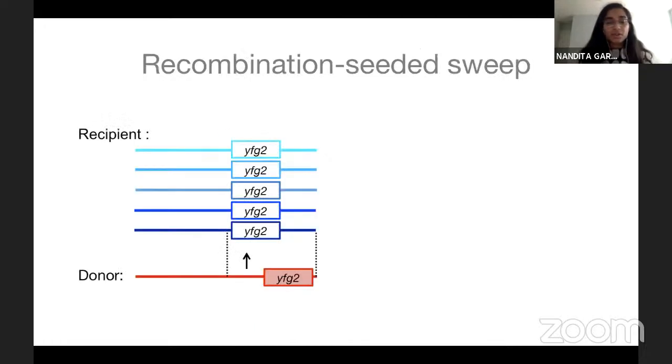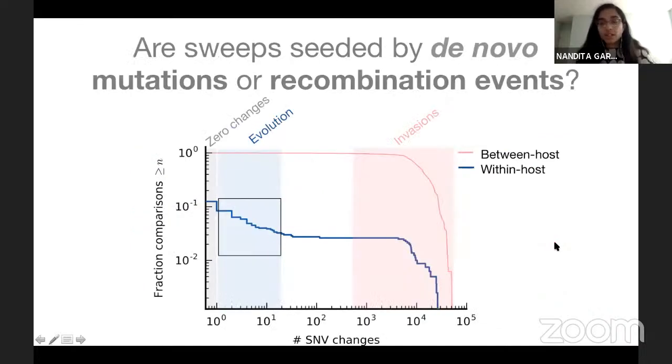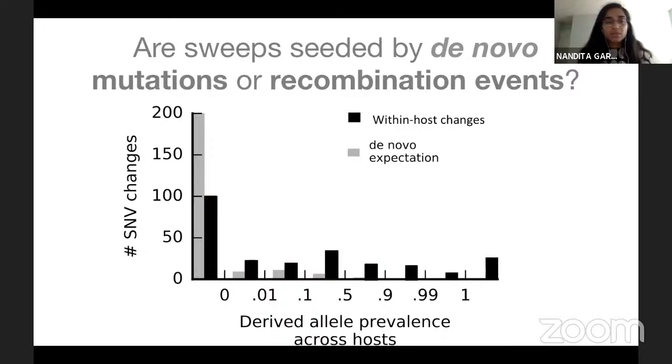something that was taken up from the broader environment, such as in this cartoon, where you have a donor giving a gene to the recipient, and then you have a swap out of genes and exchange of genetic material. So to answer this question, we took the mutations in this part of the plot that are changing due to evolution, not invasions. And what we did was we plotted the number of SNP changes versus the derived allele prevalence across hosts in black. And we compared it with a de novo expectation in gray, in which we just permuted the data.